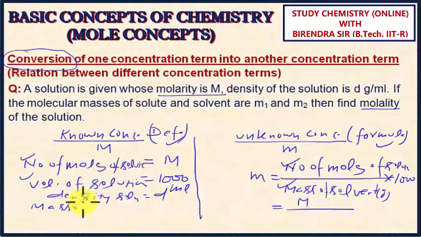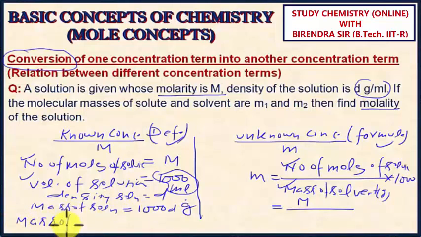Mass of solution. That is what? Volume into density. 1000 D. Look at the unit of density, gram per ml. Here volume is given in ml. That is why mass of solution will be in gram. Now we have to find mass of solvent. Solution consists of solute plus solvent. So if you want to find mass of solvent, you have to subtract mass of solute from this mass of the solution. But mass of solute not given.